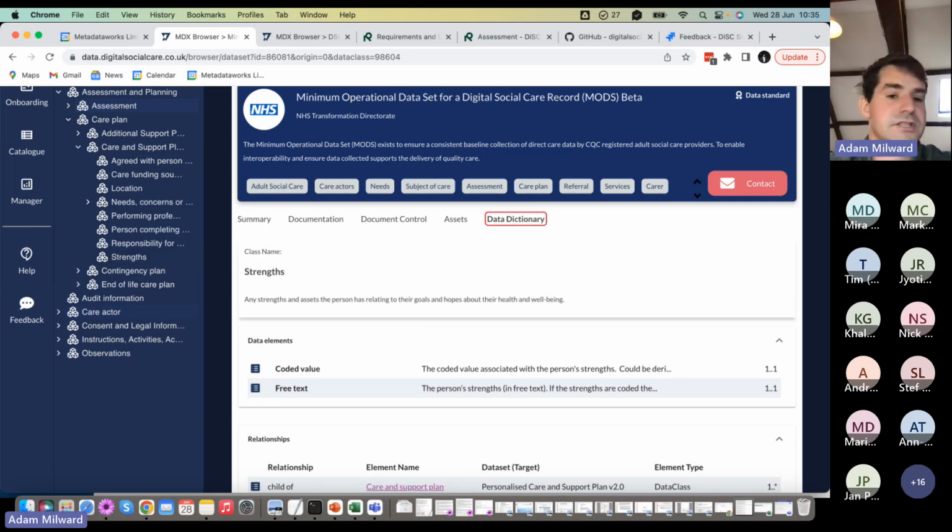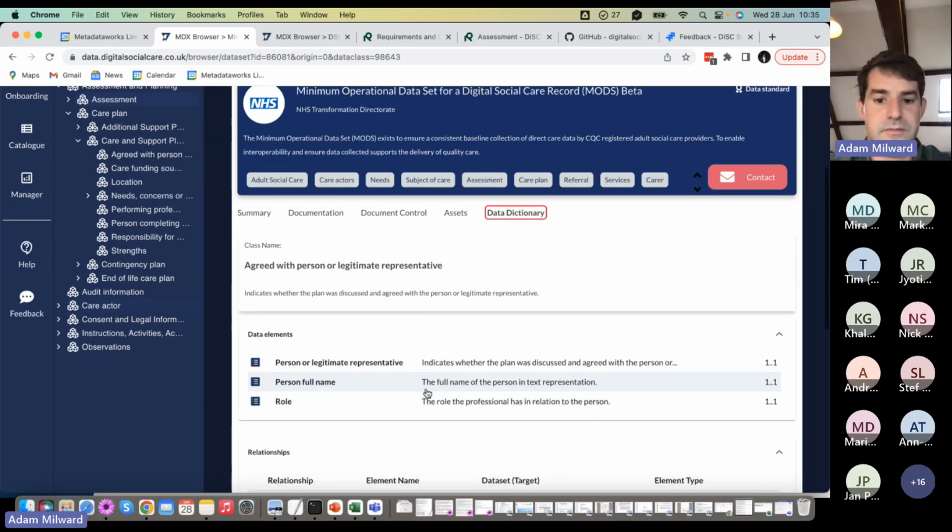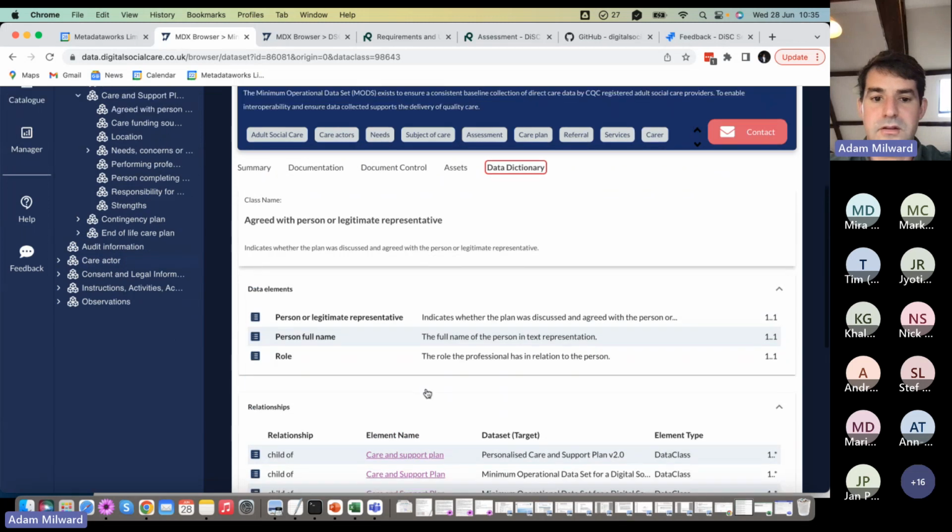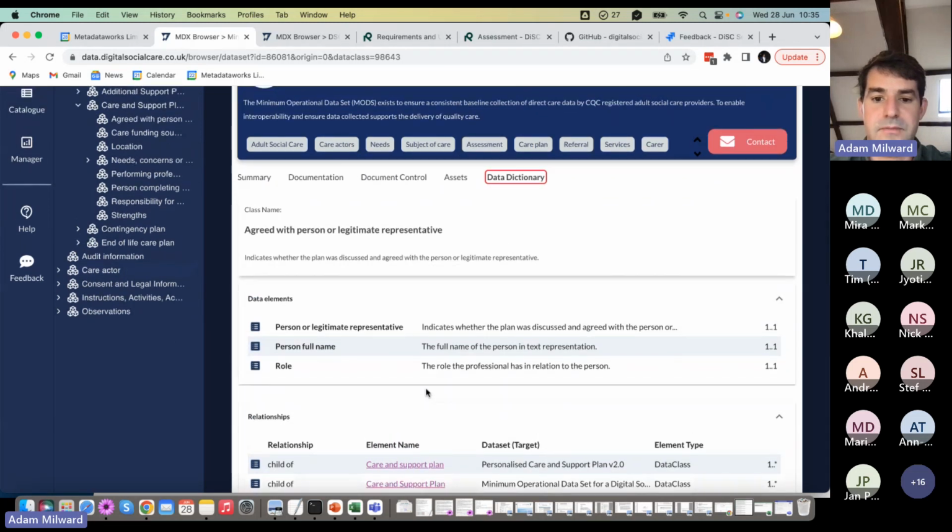Agreed with personal legitimate representative. I think there's a class here. One of the things that we thought might need to be in there is the date that it was agreed. And I think this really is also very similar to our consent model, because you're providing consent. Essentially, you're agreeing to that care plan and providing consent for it. So there's a comment that maybe we need to align those two things.